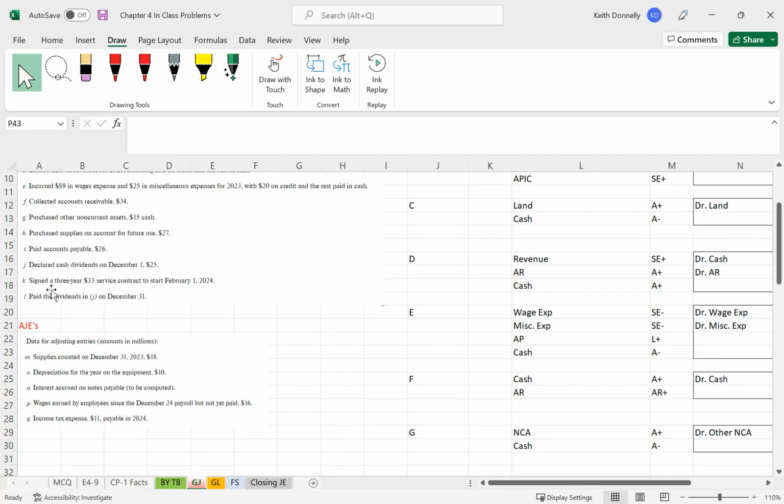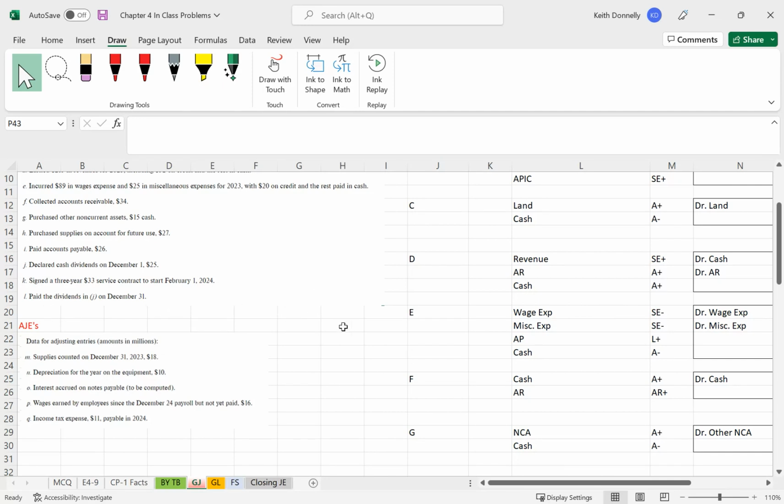K says we signed a contract to perform services next year in the future. So this one's actually not going to be a transaction, right? Remember, transactions are based on past events, not something we're going to do in the future.